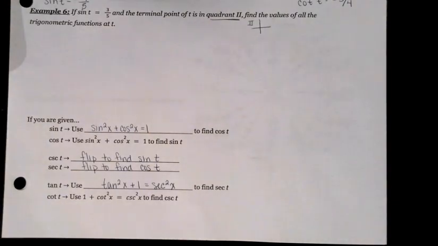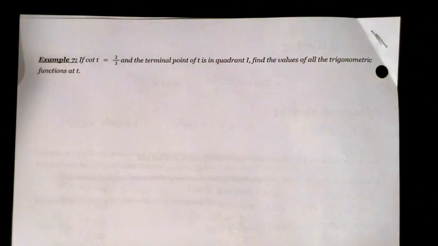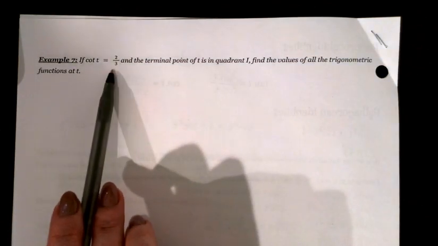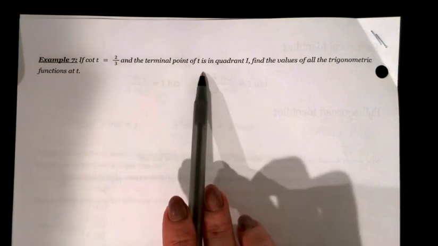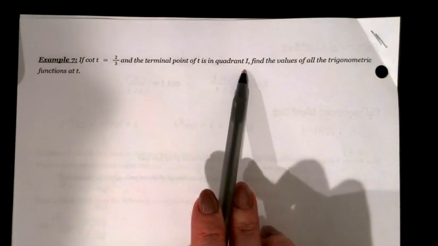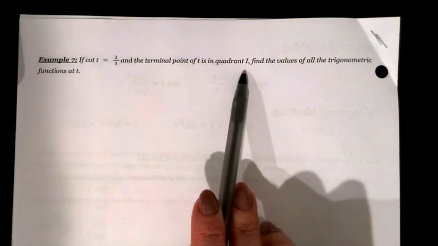So I am going to go through example 7, which is on the back. So I'm going to go ahead and flip this over. So this time I'm starting with cotangent. It says if cotangent of t is equal to 2/3 and the terminal point of t is in quadrant 1, find the values of all the trigonometric functions at t.